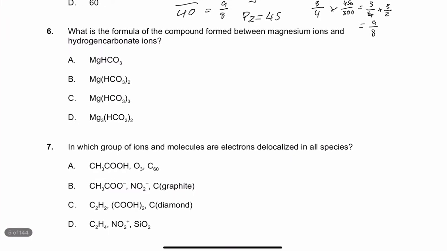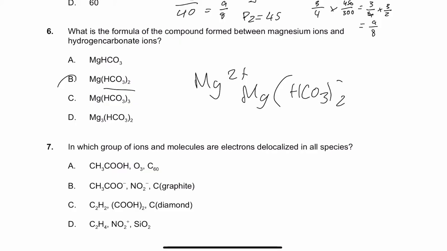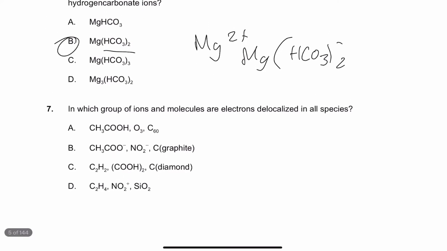Question 6. What is the formula of the compound formed by magnesium ions and hydrogen carbonate ions? This is just, yeah, we know we have Mg2+, and that's why it's going to require 2 of the HCO3, because it's HCO3 minus, right? So we're going to need to make it 2, and then this is going to have to be Mg, so it's going to be B. Yeah, a very easy question.